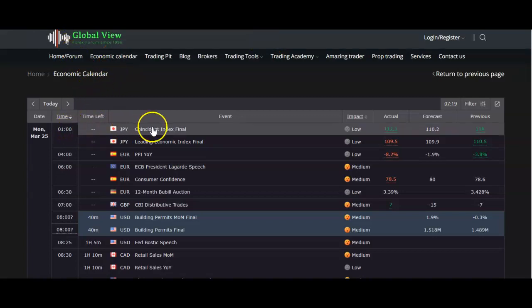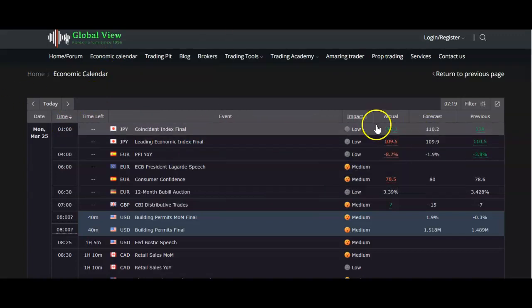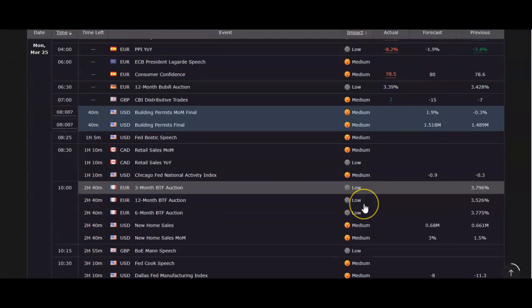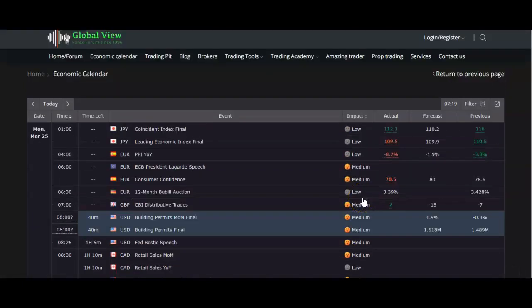You have the time it's coming out, the indicator, whether it's going to be a low, medium, or high impact. You can see here this is low, medium. Here's a high. What does that mean? Well, there's kind of third tier, second tier, and first tier. Third tier would be low, second tier medium, first tier high.